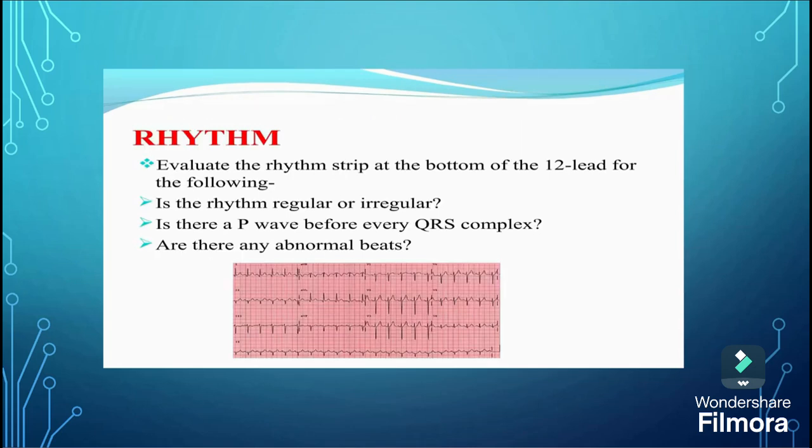Now, how to evaluate the rhythm? Evaluate the rhythm strip at the bottom of the 12 lead for the following. Is the rhythm regular or irregular? Is there a P wave before every QRS complex? Are there any abnormal leads? So you have to check whether the rhythm is regular, and whether the P wave is followed by a QRS complex. That is how you should check the rhythm.